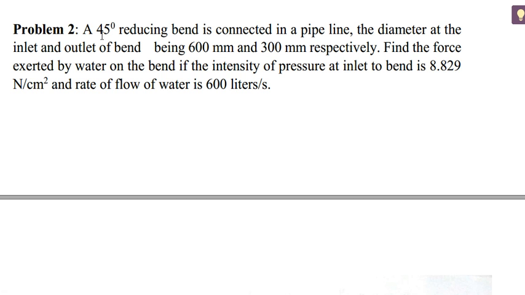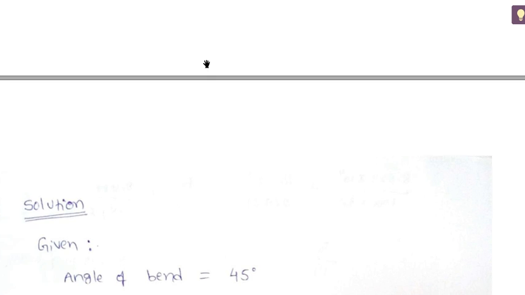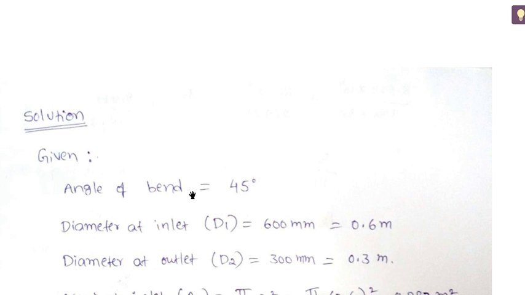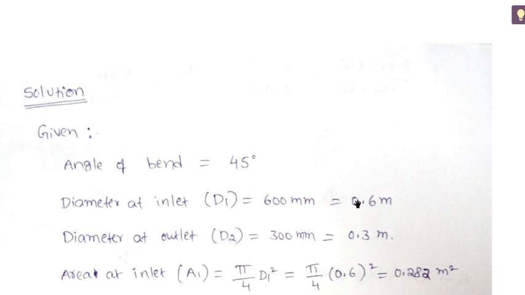It is given that the pipe bend angle is 45 degrees and the diameters at inlet and outlet are 600 mm and 300 mm respectively, and we need to find the force exerted by water on the bend. Intensity of pressure at inlet is given and volumetric flow rate is given. So first we have to write the given data. The given data is the angle of the bend, diameter at inlet and diameter at outlet.